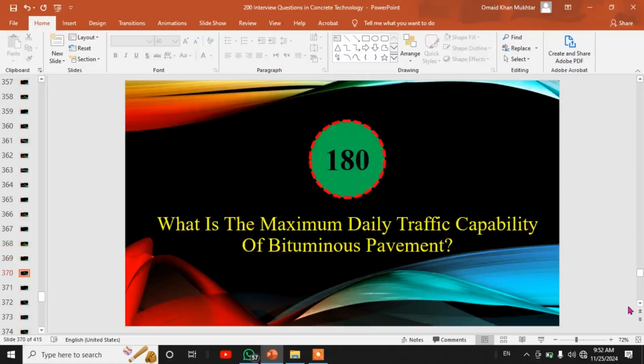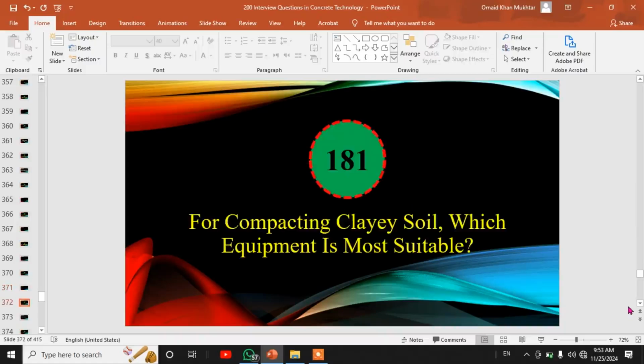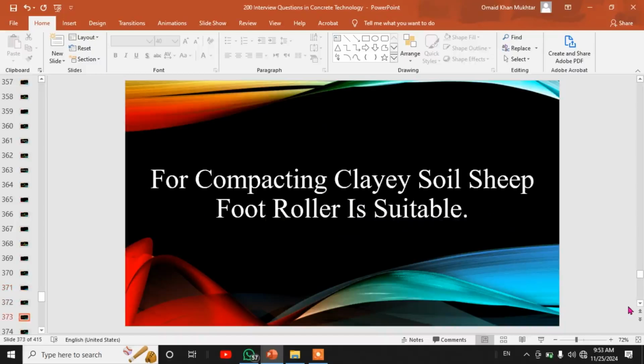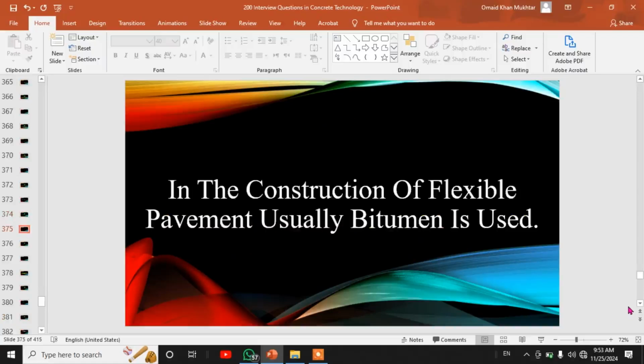180. What is the maximum daily traffic capability of bituminous pavement? The maximum daily traffic capability of bituminous pavement is 1500 tons per day. 181. For compacting clay soil, which equipment is most suitable? For compacting clay soil, sheep foot roller is suitable. 182. In the construction of flexible pavement, which binder is usually used? In the construction of flexible pavement, usually bitumen is used.